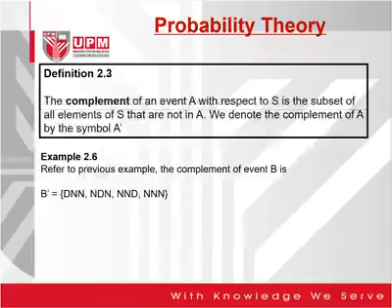Okay, complements. Whatever is not included in the event becomes the complement of the event. Just now we said event B is at least two traffic lights are defective. So the rest that are not included in event B, we call the complement of event B. So we list it down: DNN, NDN, and NND, and NNN, which is less than two defective traffic lights.